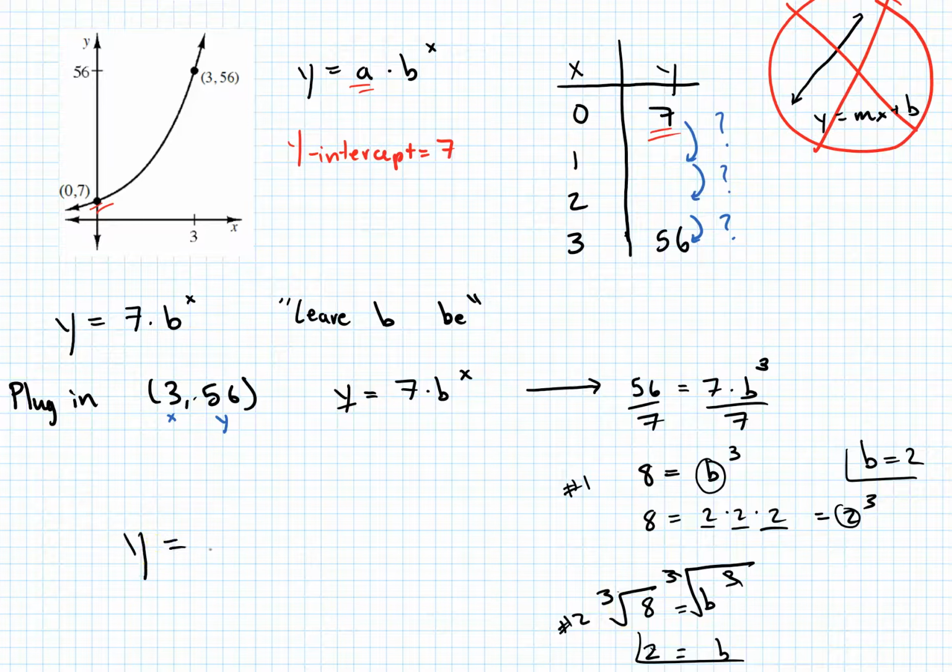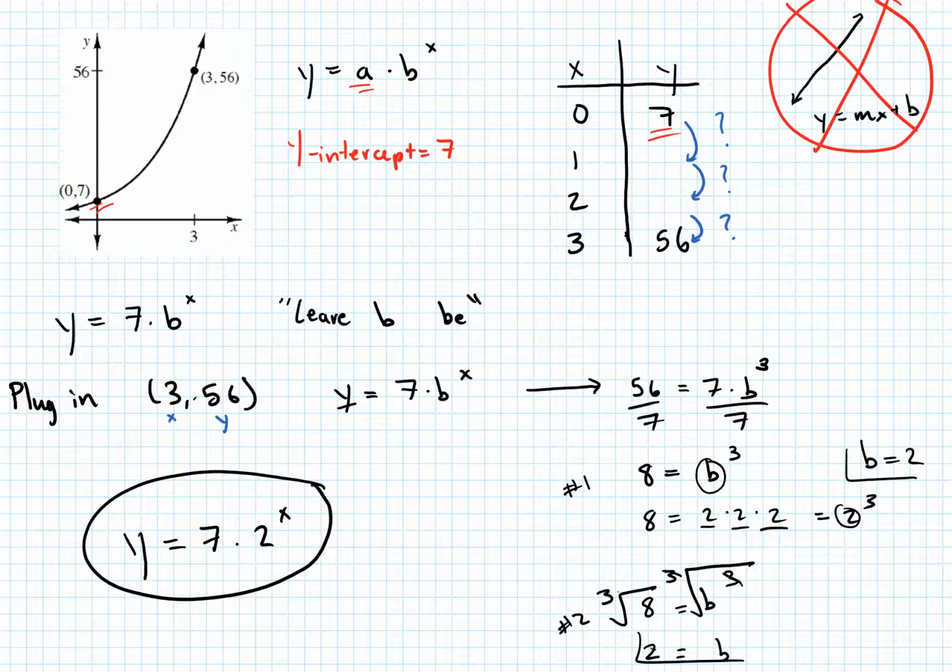It's y equals a, which is 7, times b, which is 2, raised to the power x. And then to check your work, you can make sure it matches the table. 7 times 2 is 14. 14 times 2 is 28. And 28 times 2 is 56. Check.